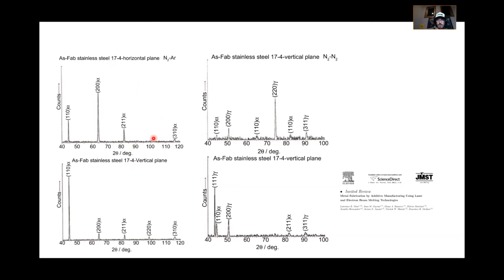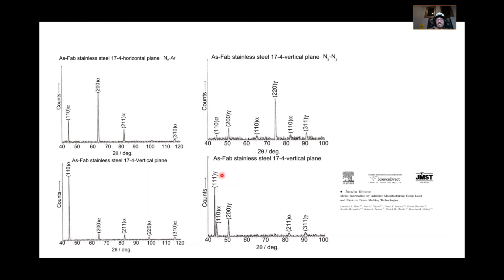So here we see two other things occurring. We see differences in texturizing. We don't see 111 at all here, but we see 111 here. We don't see alpha iron or alpha ferrite. We see austenite here. So the powder was made in nitrogen, and the build occurred in nitrogen, in a nitrogen inert atmosphere.